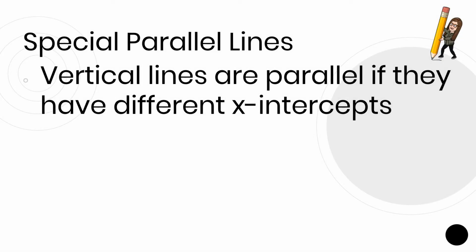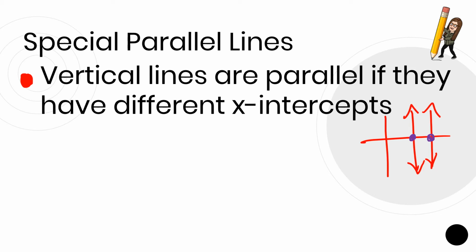Let's talk about special parallel lines. So what about lines that don't have a slope? Vertical lines' slope is undefined. So that's unique. So to generalize this, we say that all vertical lines are parallel as long as they have different x-intercepts, right? Meaning they cross x at different points.